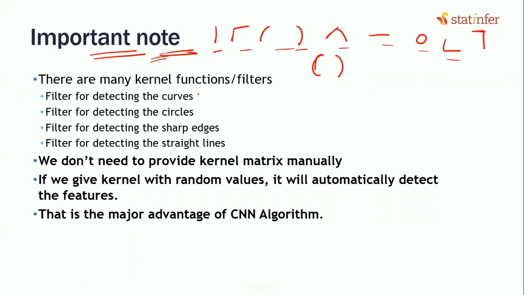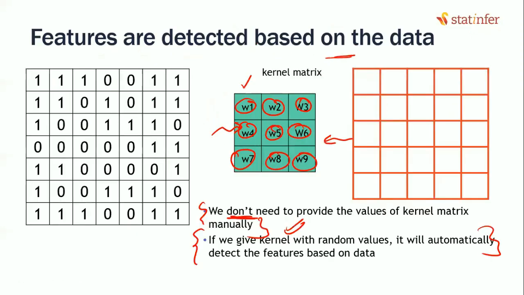Then one of the kernel matrices will end up detecting curves. One of them will detect circles. One of them will detect sharp edges. One of them will detect horizontal lines. One will detect vertical lines. All these features put together will be helpful in doing image recognition. So features are detected based on the data. All that we need to do is give the kernel matrices with different, randomly initialized weights.